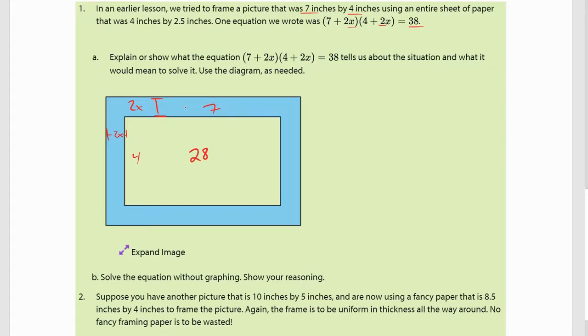Okay. Tells us about the situation. All right, so it looks like I've already basically answered that. We know the frame is 2 times whatever the x is, all the way around. Your picture is 4 by 7. Okay. Now, to solve this, we actually need to use the quadratic formula, it looks like. So if you were to do this, you would have to distribute 2x times 2x is 4x squared. The 2x times the 4 is 8x. 7 times 2x is 14x.